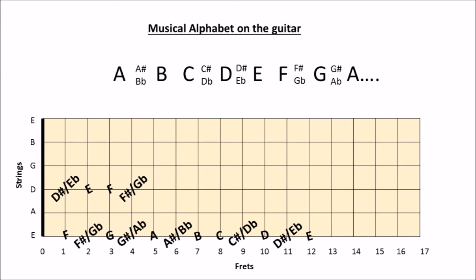The next note, which is the 5th fret, is A. The following note and fret is A sharp and B flat. And this principle works on every string and on every fret. It just keeps going up until it restarts.